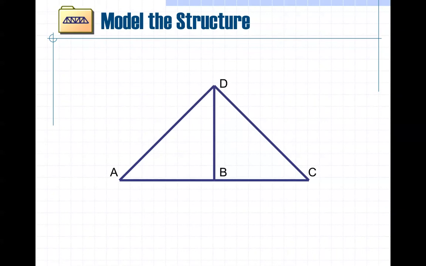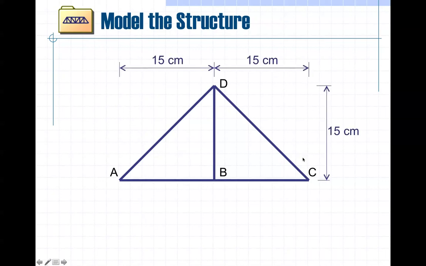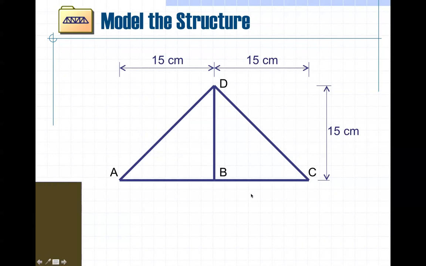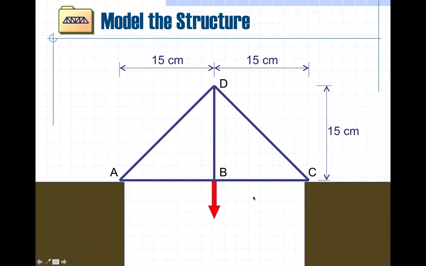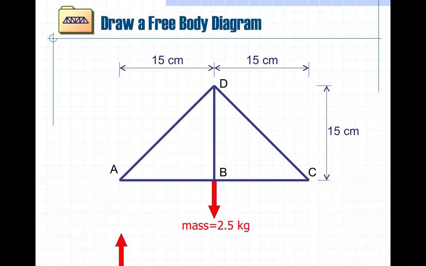So here's a free body diagram. Notice it's a schematic drawing of the figure to some scale, showing dimensions, labeling the points, and drawing in the external forces. So that's 2.5 kilograms per truss because you've got two trusses, right? One on each side. And the reaction forces are here, like this. So this is the free body diagram.